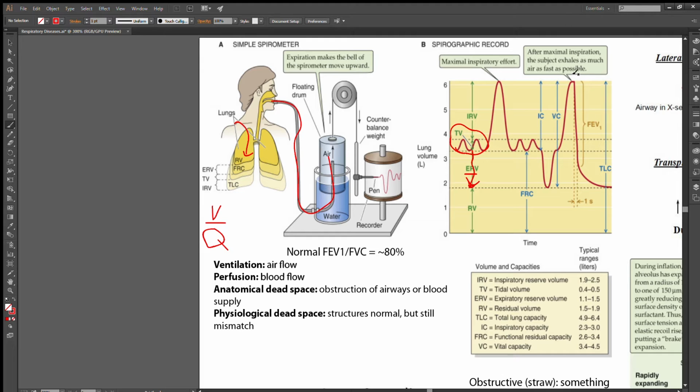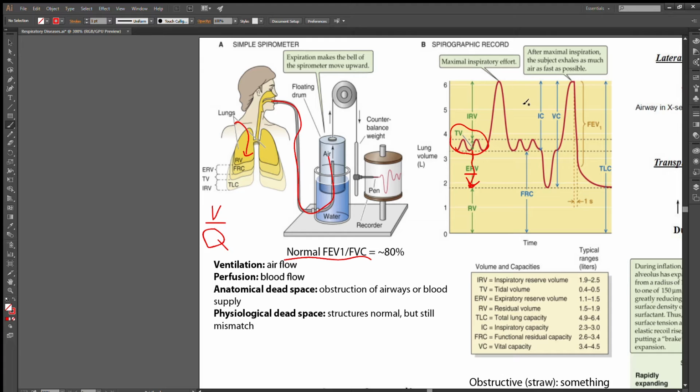Well, you're going to ask them to expire as much as they possibly can in 1 second, and that's going to give you the FEV1 over FVC here. That is the forced expiratory volume in 1 second over the forced vital capacity. So, like I said here, it's just giving you a ratio of how much you can get out. Like it says right here, exhale as much air as fast as possible. And how fast you can do that can tell you if there's actually something wrong with the lungs.